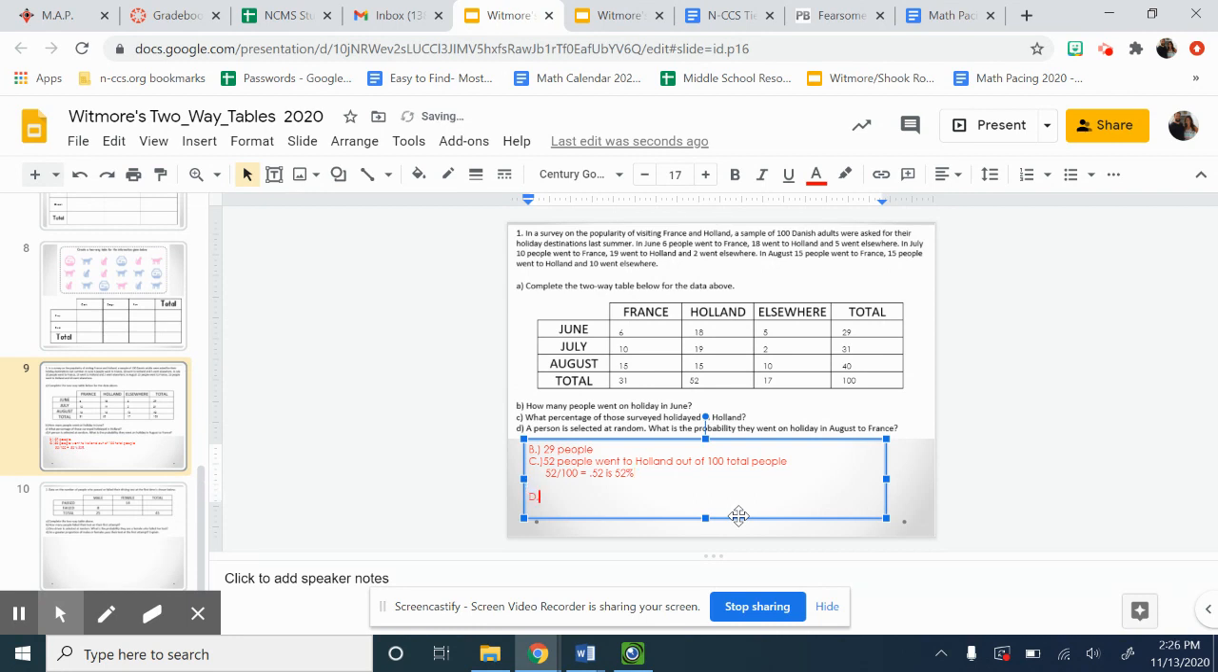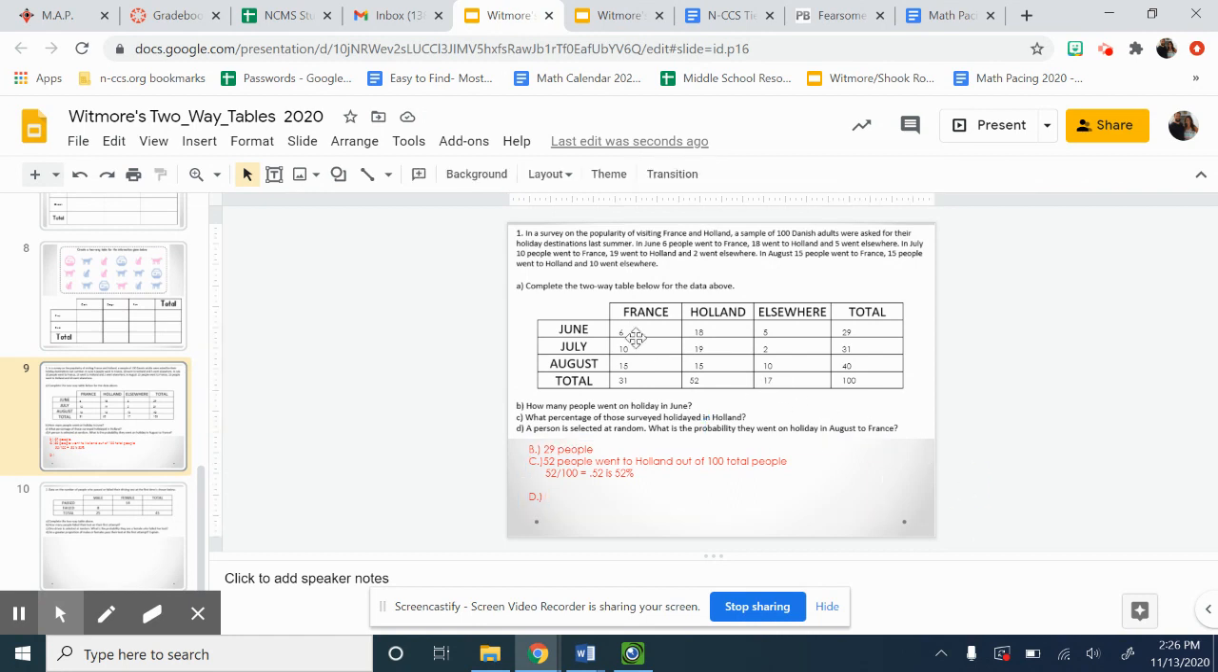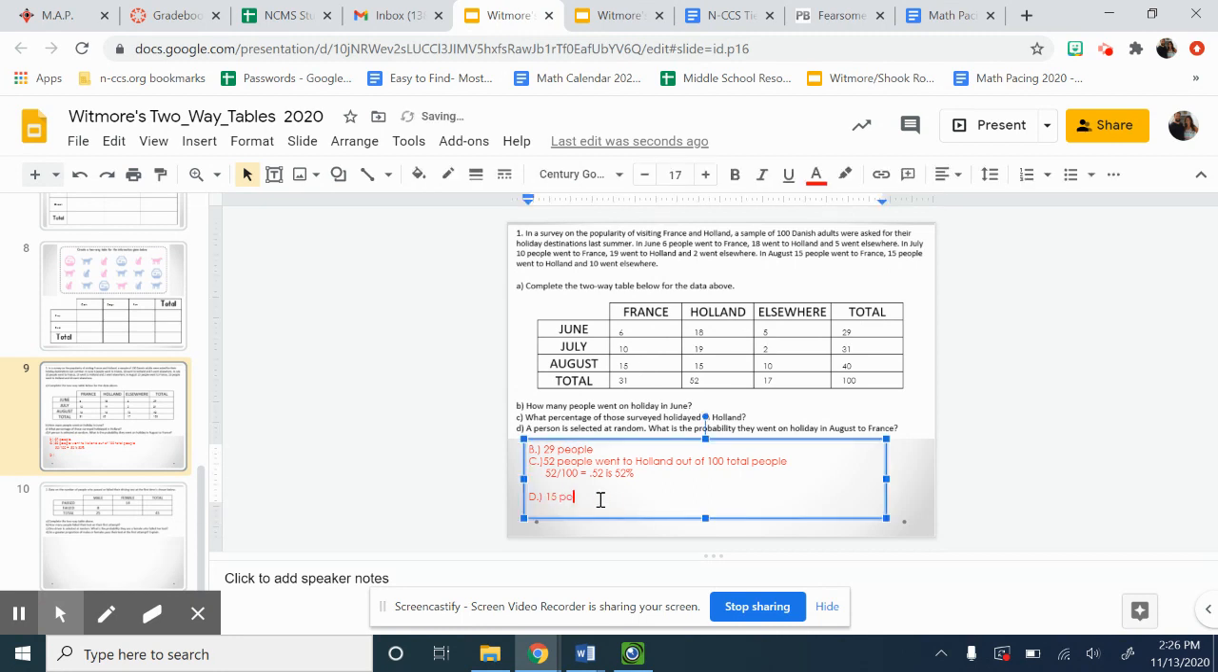And then D, it says a person is selected at random. What is the probability that they went on a holiday in August to France? Well, in August to France, there's 15. So that would be 15 people out of, if they're just selected at random, how many were on holiday? 100. So we would have 15 divided by 100, is 0.15, which is 15%.